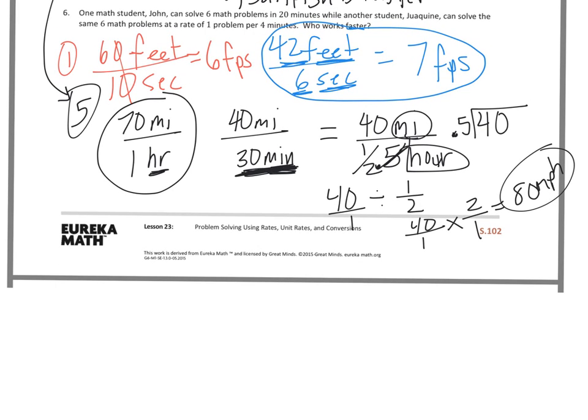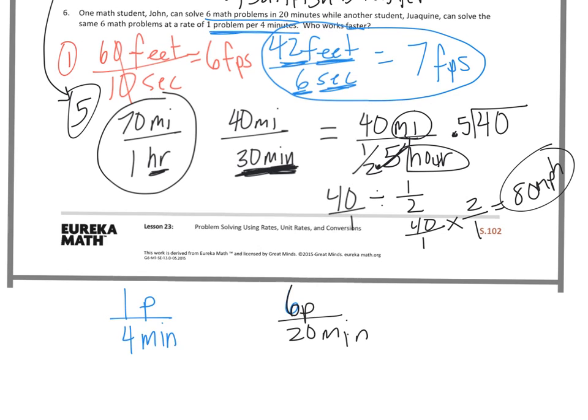One math student, John, can solve 6 problems in 20 minutes, while another student, Joaquin, can solve the same 6 math problems at a rate of 1 problem per 4 minutes. Who works faster? So for this problem, again, we don't really have a rate equals distance over time, but I do see that we have 1 problem per 4 minutes, and this other student is 6 problems. Let me do this in a different color. 6 problems in 20 minutes. So what I'm going to do is actually divide these out.